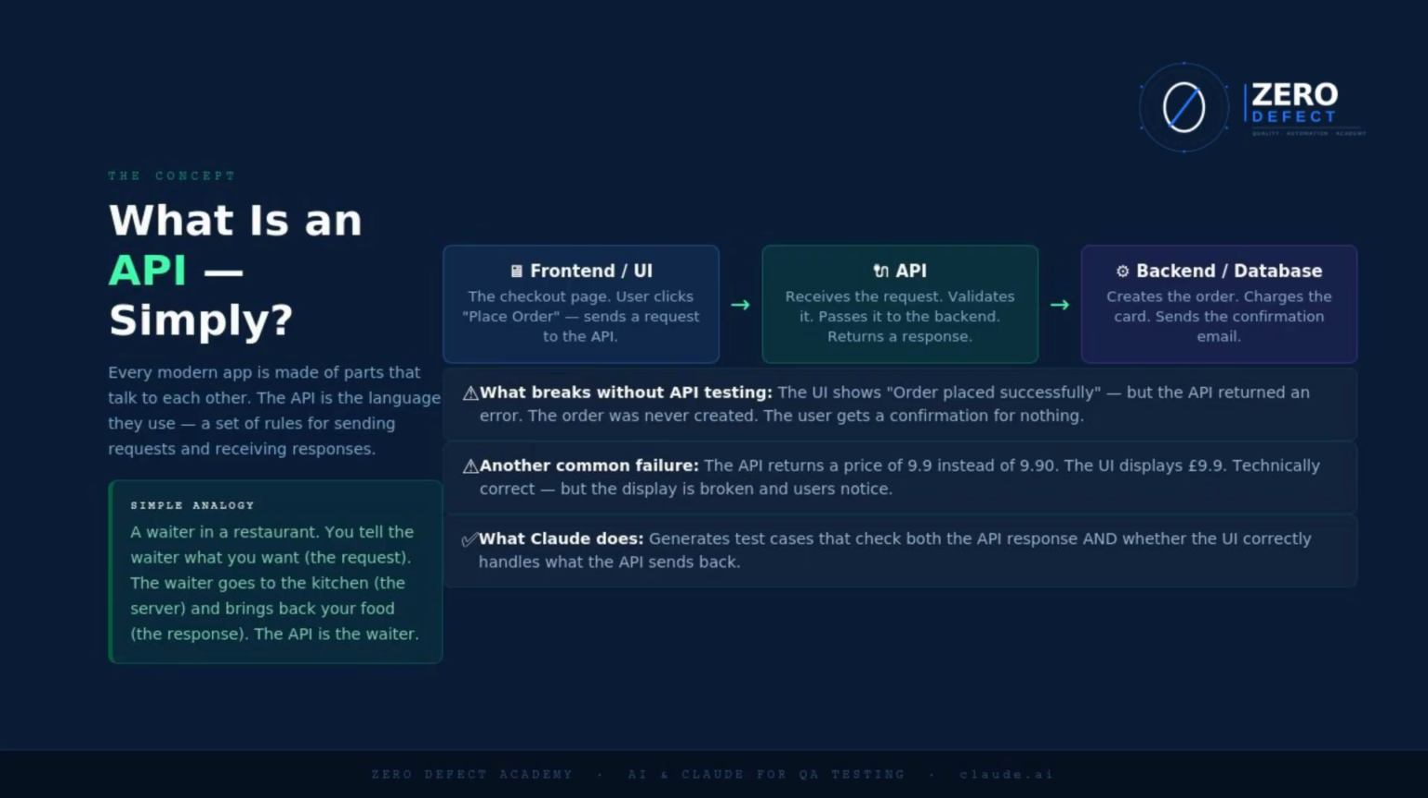In a real app, you click Place Order on the ShopMate checkout page. That sends a request to the API. The API validates it, passes it to the backend, the order gets created, the card gets charged, and the confirmation email gets sent. The API coordinates all of that. And here's what breaks without testing it. The UI tells the user the order was placed successfully, but the API actually returned an error. The order was never created. The user got a confirmation for nothing. That's the bug API testing exists to catch.